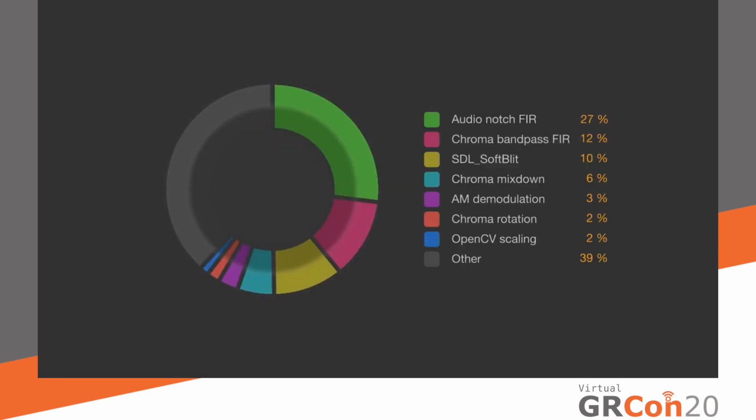Some profiling. Here we see that most of the CPU cycles are used in the audio notch FIR. So that is quite expensive. I'm using, I think, a 1000 coefficient filter, so it might be a bit overkill. And another FIR filter in the chroma decoding circuit is responsible for 12% of the cycles. I'm using SDL textures to draw the image, which is kind of efficient.